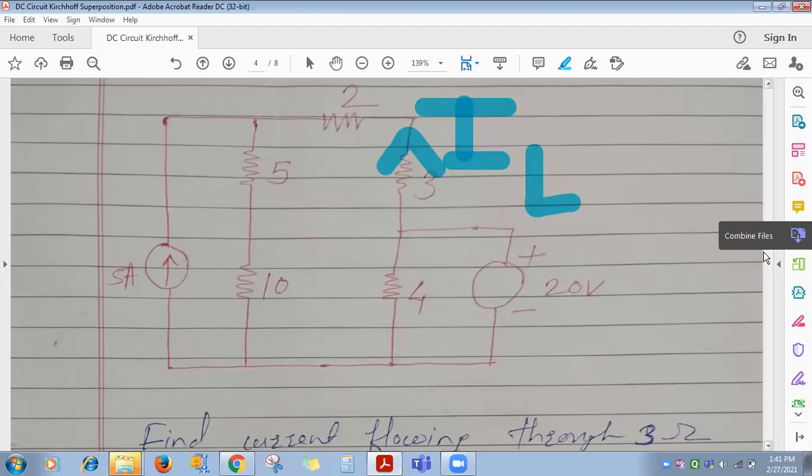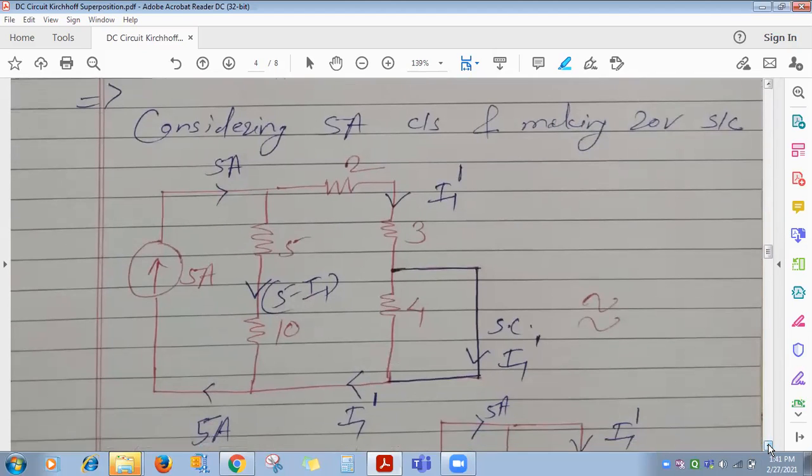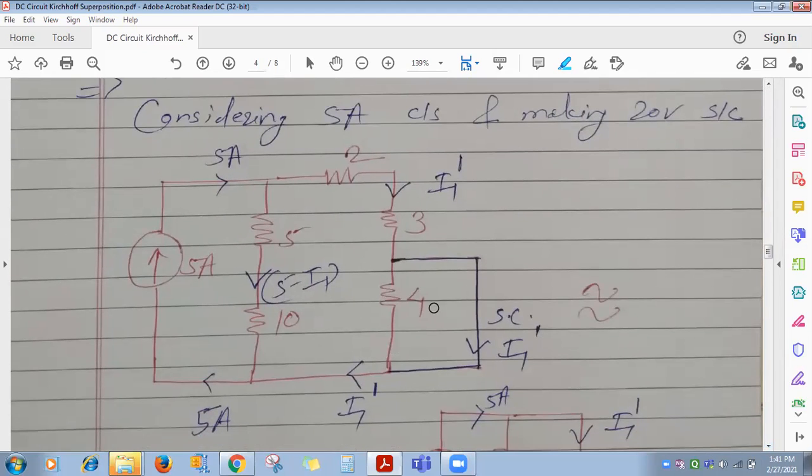Redraw the circuit: make 20 volt short and with only 5 ampere. See, the circuit will be like this. Redraw it, everyone.